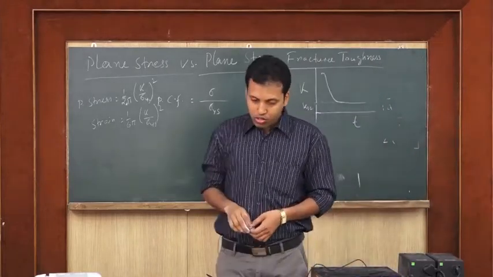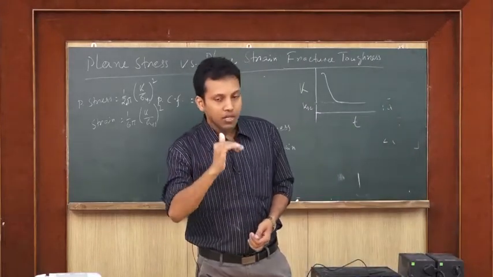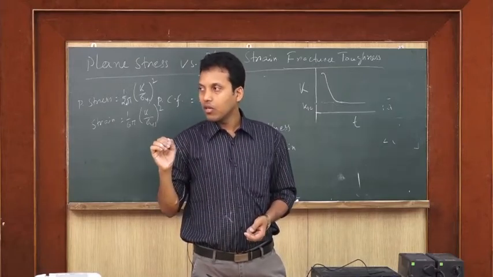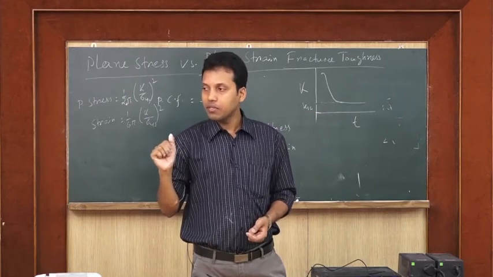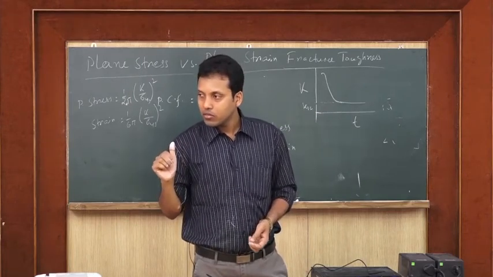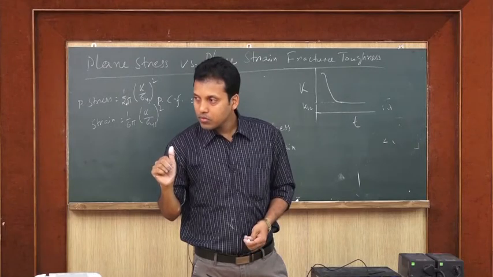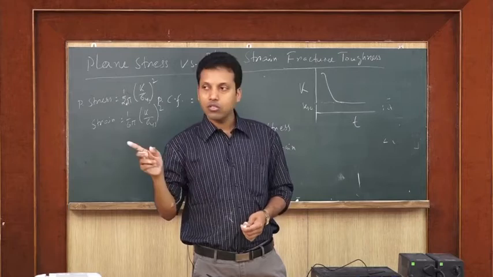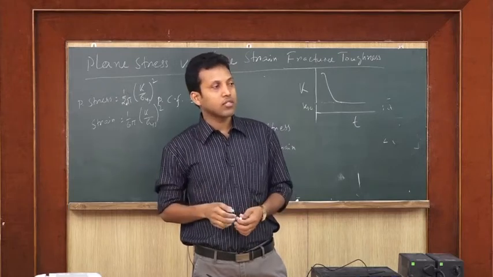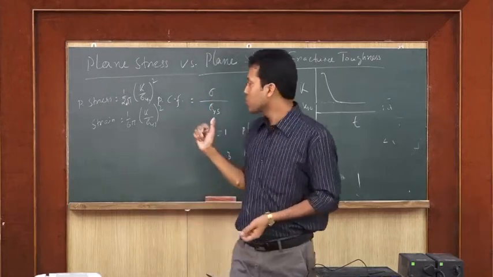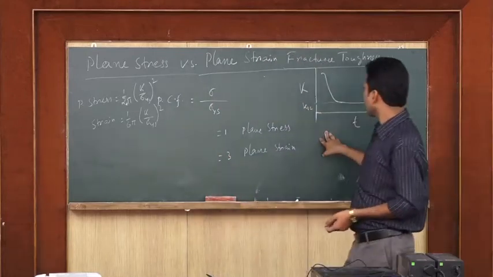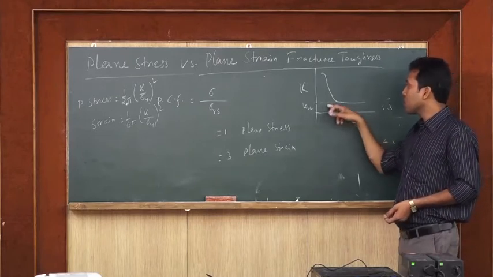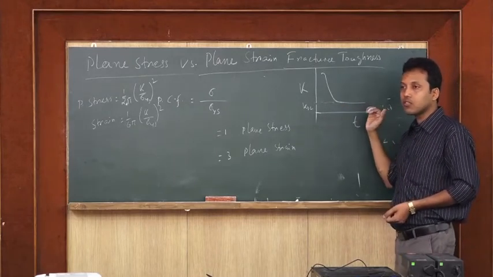So, this level of toughness is known as the critical value, and that is the fracture toughness of a material. Yes, the question was at what level the thickness varies. That we will address slowly. For the time being, try to understand that this is the thickness beyond which the fracture toughness does not vary.